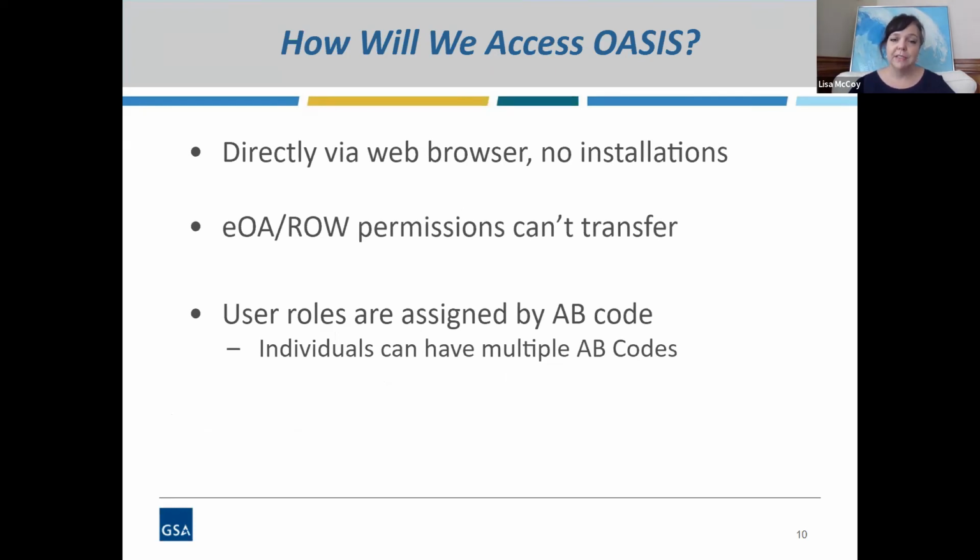Unfortunately, for security reasons, since this is a new system, if you are an EOA or Rent on the Web user, we can't just transfer those user roles over to OASIS. We will need people to request a user role, and we'll talk a little bit about that, and there'll be more details as we get closer to go live. The user roles are assigned by AB code. So if you're someone who works with multiple AB codes, that's perfectly fine. You'll just identify that when you're signing up for OASIS.